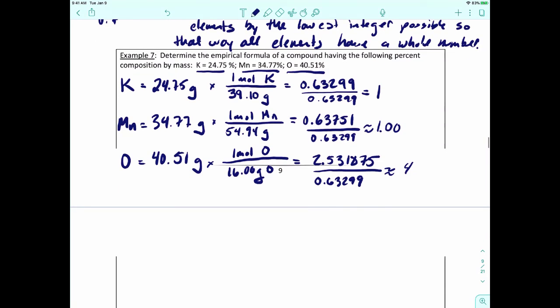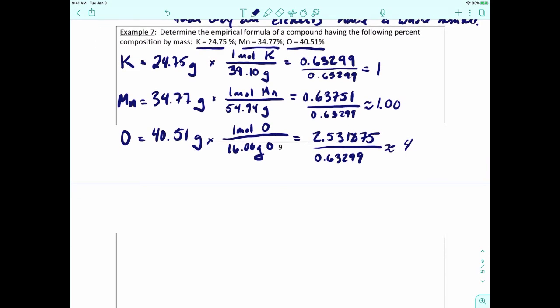And so what's really nice is that we get whole numbers right away. So based on what we've seen, the empirical formula that we're getting is KMnO4. And there it is. Now, what's really nice about this compound is that this is also its molecular formula. Okay. And so that's how you handle a percent composition problem in Gen Chem.